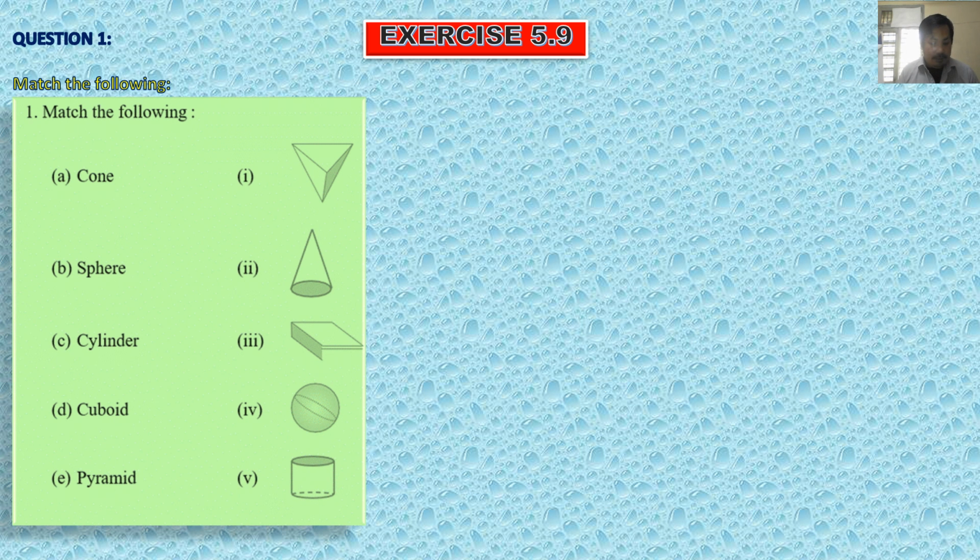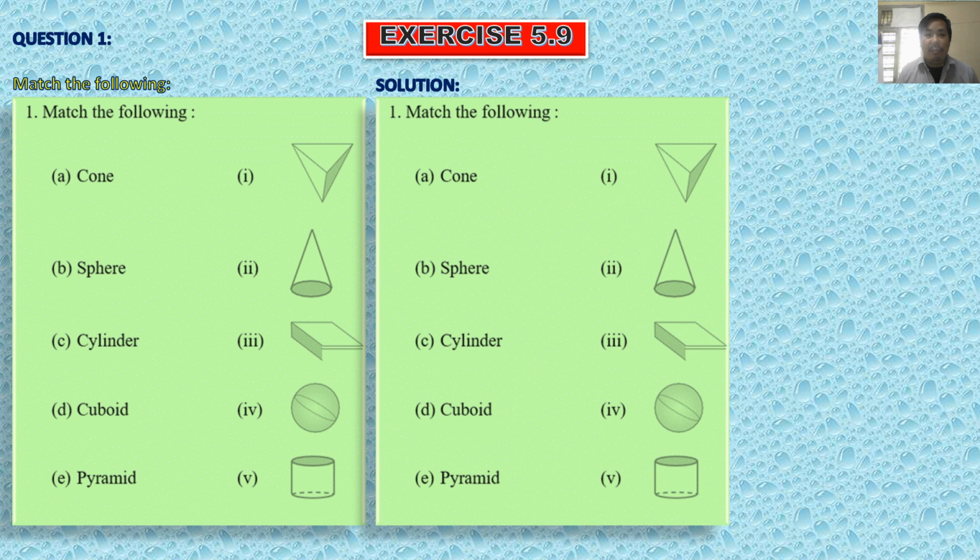Now we have the question as a diagram here. In this diagram you see A cone, B sphere, C cylinder, D cuboid, and E pyramid. So we have to match with the figure given on the right side. So let us work it out now. In the solution we have the same figure, and now I'm showing you the method.